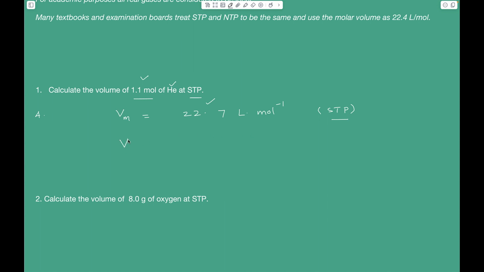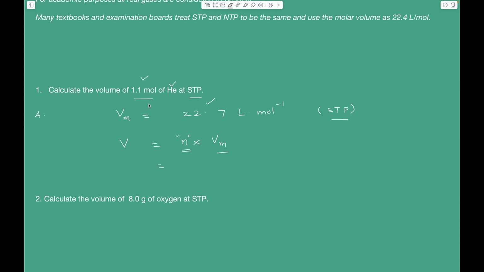To get that, you have to simply multiply the amount of substance with the molar volume, right? Molar volume is the volume per 1 mole, and if you have an amount of substance equal to N, to get the total volume, you have to multiply its molar volume with the amount of substance.